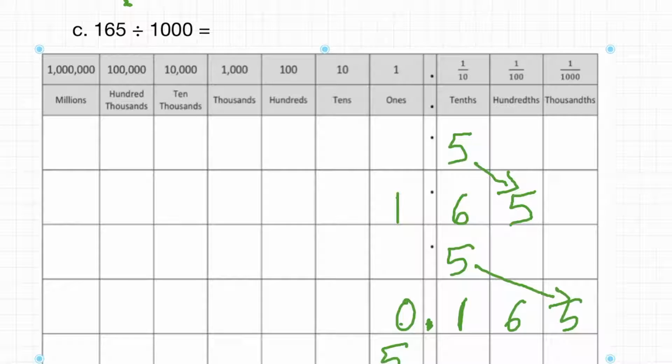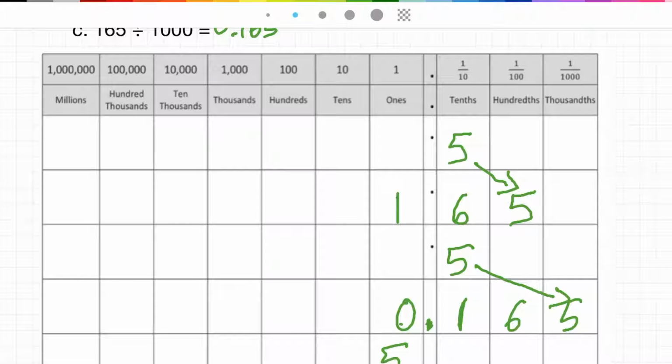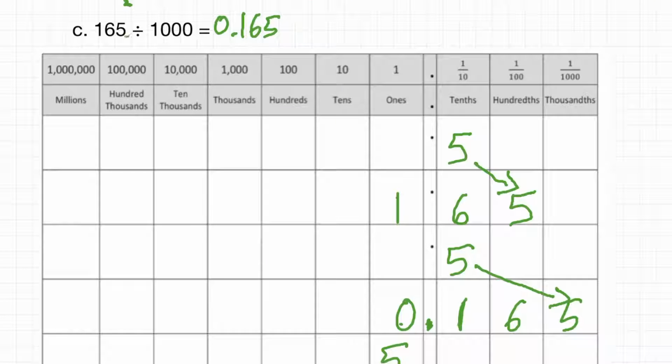So it's going to move into the thousandths place. So the 5 is going to be in the thousandths place. 6 is in the hundredths. The 1 is in the tenths place. And again, we can see that this decimal is right here, and we're going to move it over 1, 2, 3. And that's our answer.